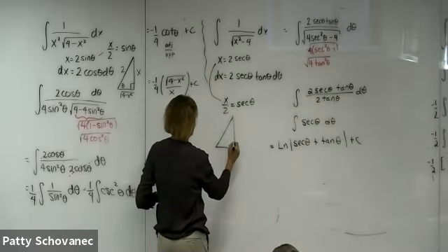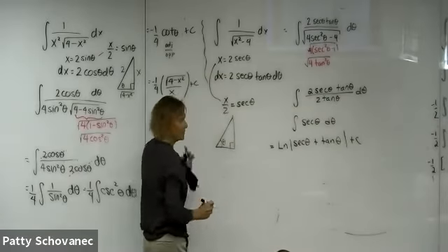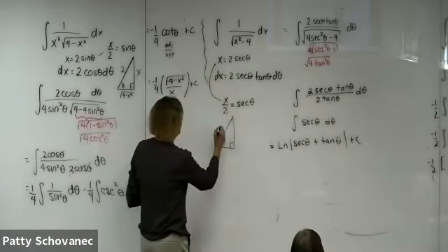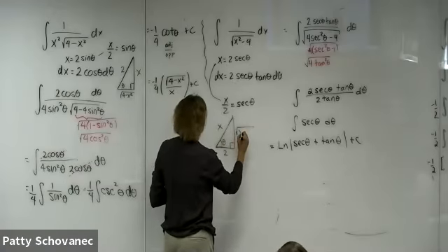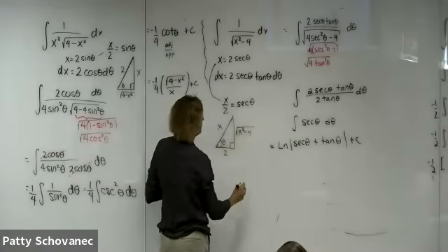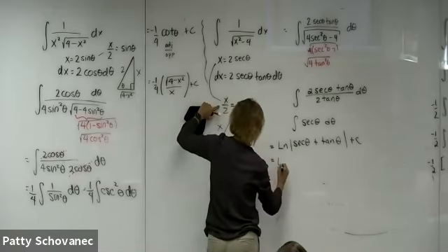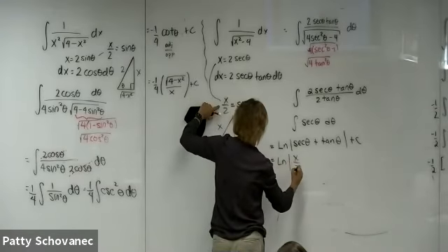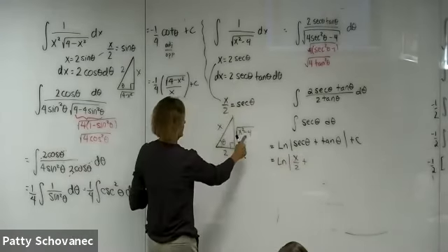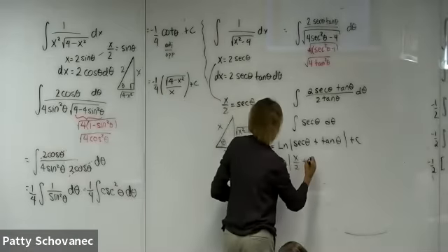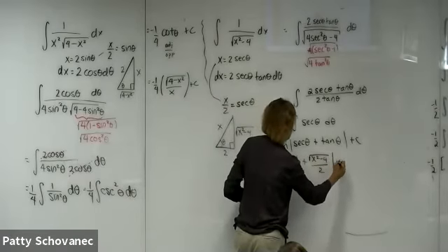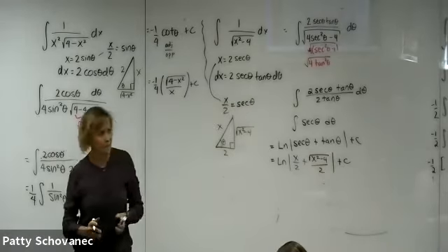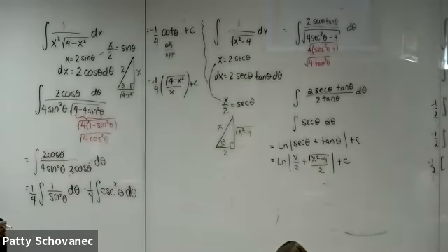Which two sides are the secant? Hypotenuse over adjacent. So this should be the square root of x squared minus 4. Secant of theta is x over 2, and so the tangent is that over 2. So that little triangle right there keeps us from doing the composite with an inverse trig.